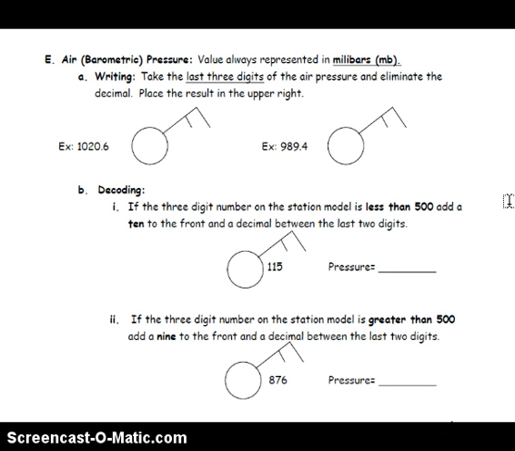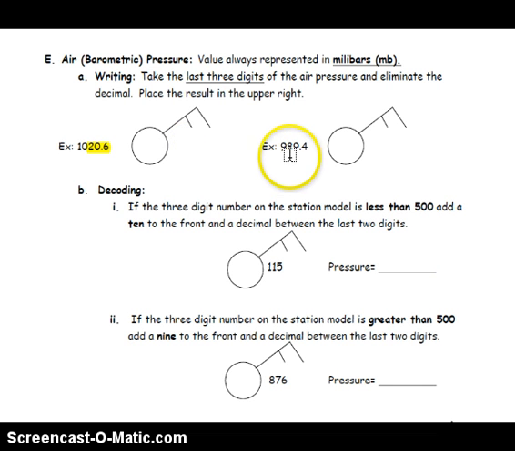Air pressure, or barometric pressure, is our next weather variable. This value is always represented in millibars, but remember we learned in class that you can convert that to inches of mercury. On a station model, we always represent it in millibars. To write it, we take the last 3 digits of the air pressure and eliminate the decimal. This example says 1020.6 millibars. We don't want all of this on the station model, so we take the last 3 digits, which are 206, eliminate the decimal, and write it right on the top here. So we would write 206 on the top.